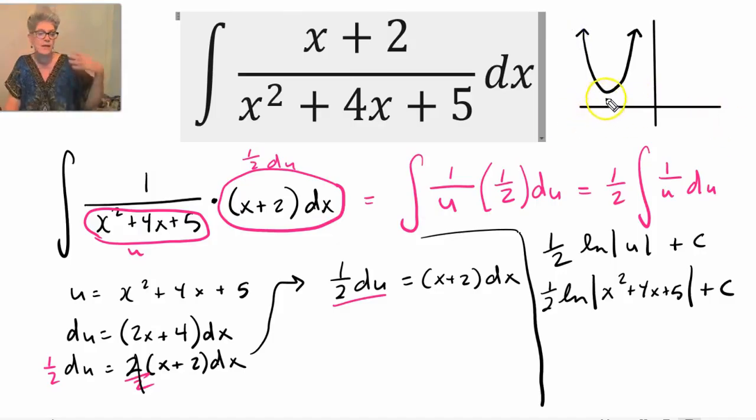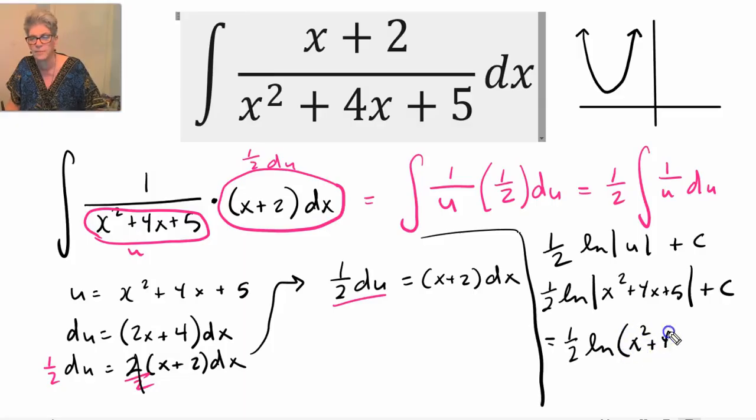The graph is completely above the x-axis. So, all of your values of x squared plus 4x plus 5 will be positive numbers, all of your y values. No matter what x value you put in there, you're always going to get a positive number. So those absolute value symbols are unnecessary. In fact, if you look this up in the back of your book, it would just have the parentheses in there if this was a book problem.